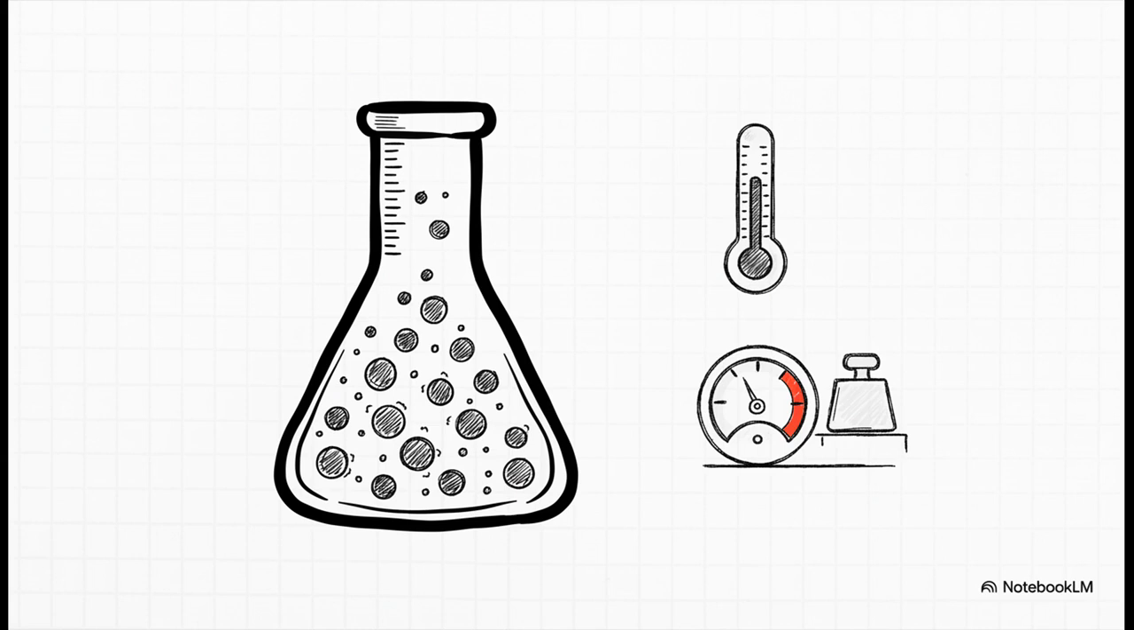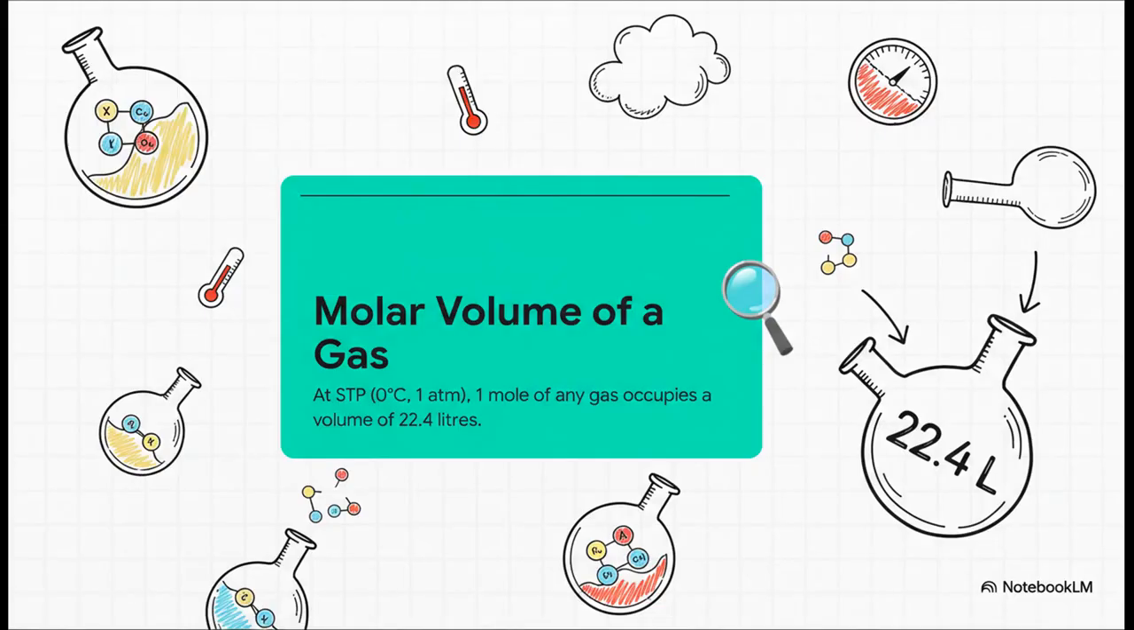Now, the mole has another really cool trick up its sleeve, but this one is exclusively for gases, and it only works under a specific set of lab conditions that we call standard temperature and pressure, or just STP for short. And here's the special rule. At STP, which is 0 degrees Celsius and 1 atmosphere of pressure, 1 mole of any ideal gas will always fill up a space of 22.4 liters. It doesn't matter if it's hydrogen, oxygen, or neon, it's always 22.4 liters. This idea, called molar volume, is a massive shortcut for chemists.